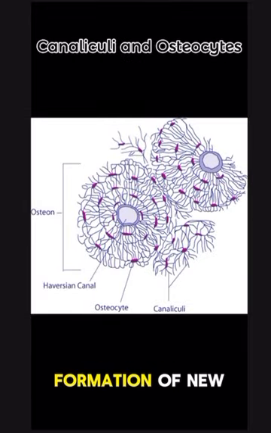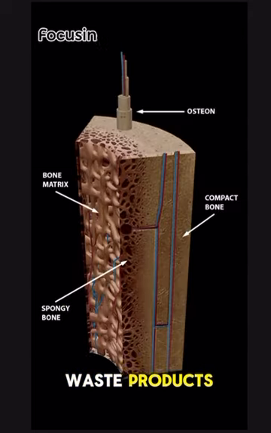Osteocytes regulate the formation of new bones through bone reformation, and canaliculi are small channels that allow for the exchange of nutrients and waste products.